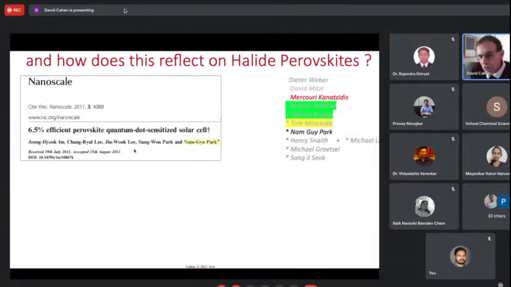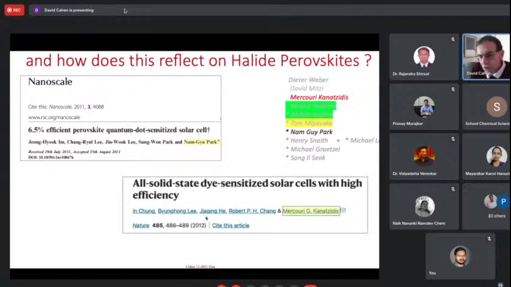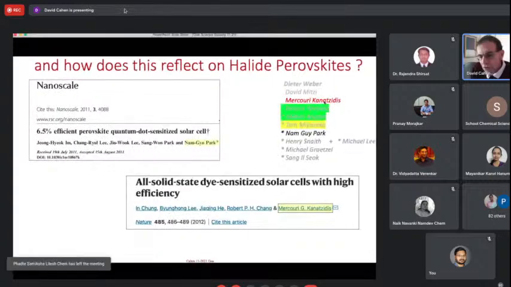So why did he get the prize? Because Nam-Gyu Park was there very early on. In 2011, he made a 6.5% quantum dot sensitized solar cell, and that came before Mercury Kanatzidis. In 2012, in Nature, was a dye-sensitized solid state cell with high efficiency. So why is Park there and not Mercury?